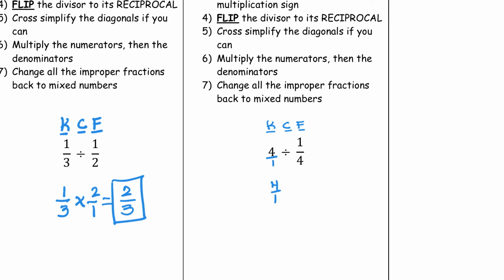I change my division sign to a multiplication sign. And then I flip the fraction to its reciprocal. So instead of 1/4, I'm going to make it 4 over 1. And guess what? I'm ready to roll. So now I'm going to multiply the numerators, which is 16, multiply the denominators, which is 1, and my final answer is 16. So 4 divided by 1/4 is going to be 16.